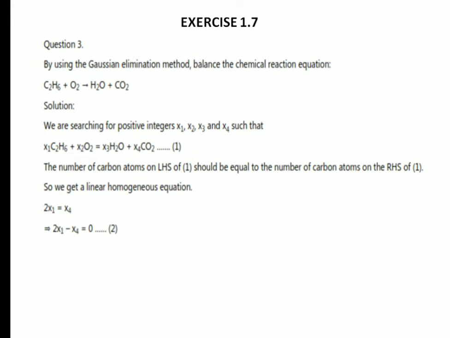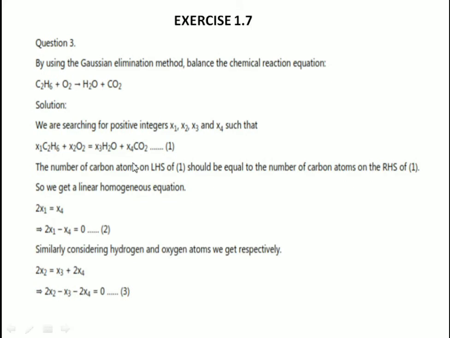So we get linear homogeneous equations. 2x1 equal to x4, that is 2x1 minus x4 equal to 0. Then with a similar condition for hydrogen and oxygen atoms, we get respectively 2x2 equal to x3 plus 2x4, that is 2x2 minus x3 minus 2x4 equal to 0, the third equation. Then minus 2x3 plus 3x4 equal to 0, fourth equation.